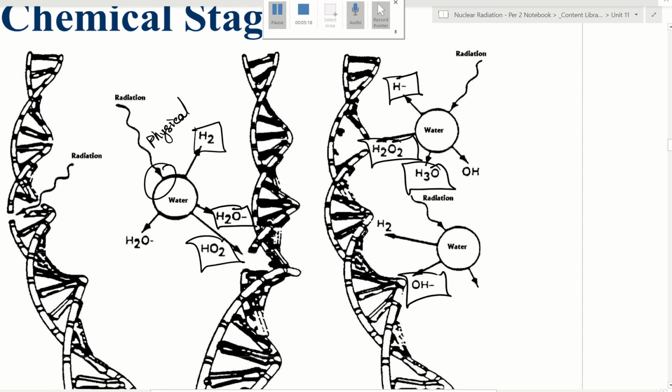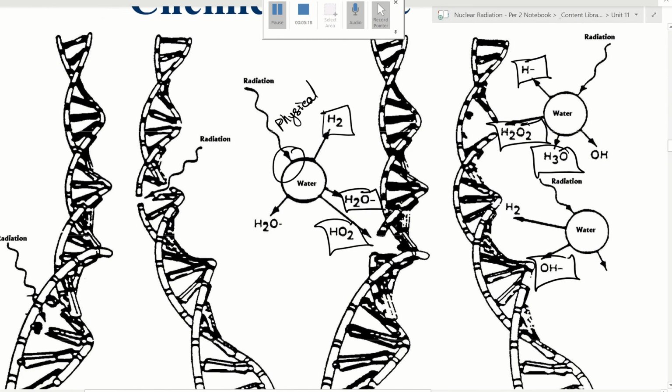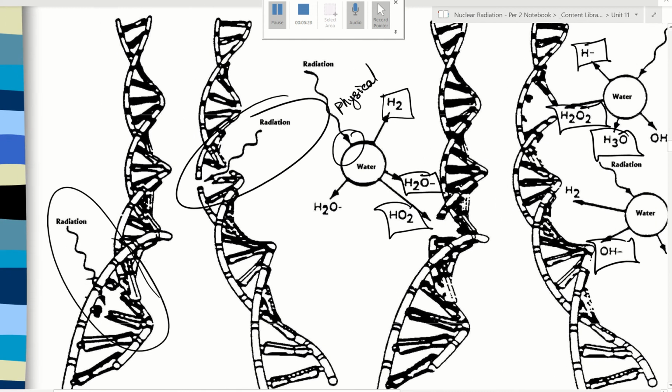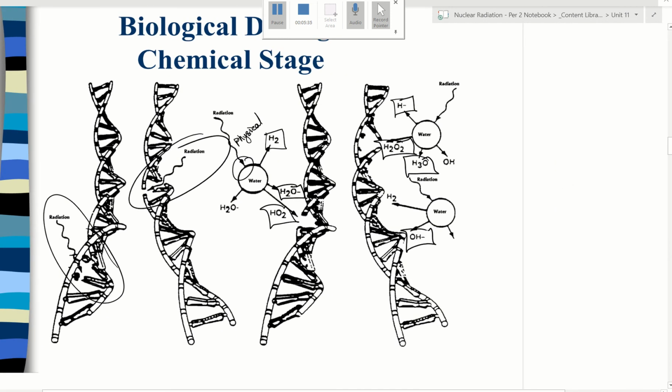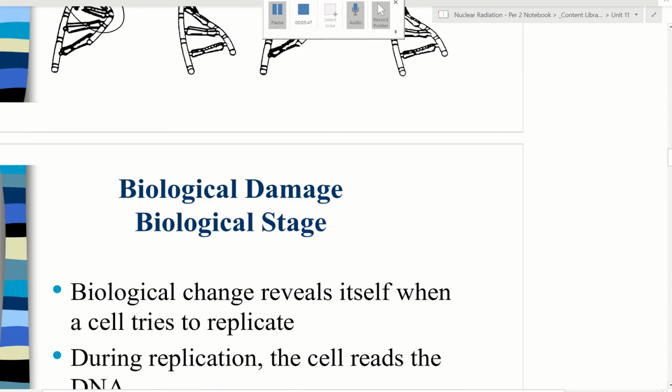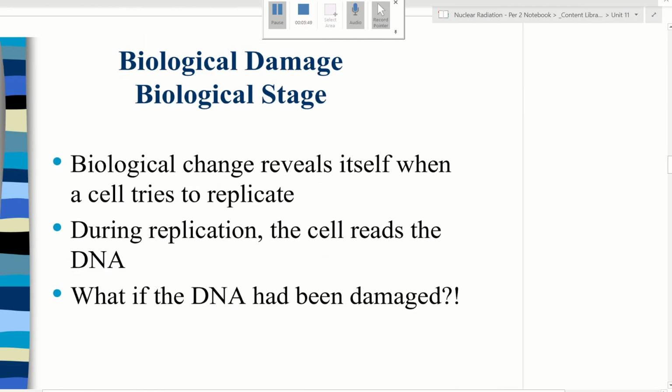Hydroxide, some of these you may have recognized from chemistry. Now the radiation can, right here and right here, damage the DNA directly. But since DNA is such a small target and water is so widespread within a living thing, especially in humans, interaction with water is much more likely. And in fact, we say that when you have more water in a living thing, they're more susceptible to radiation damage.